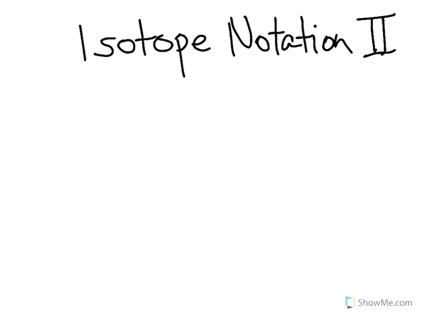Today we're going to take a look at isotope notation again, but a little bit more complicated example. Let's take a look at an ion, for example. Here's an oxide ion, O2 minus. Now, the atomic number of oxygen happens to be 8, and let's pick a mass number of 18.